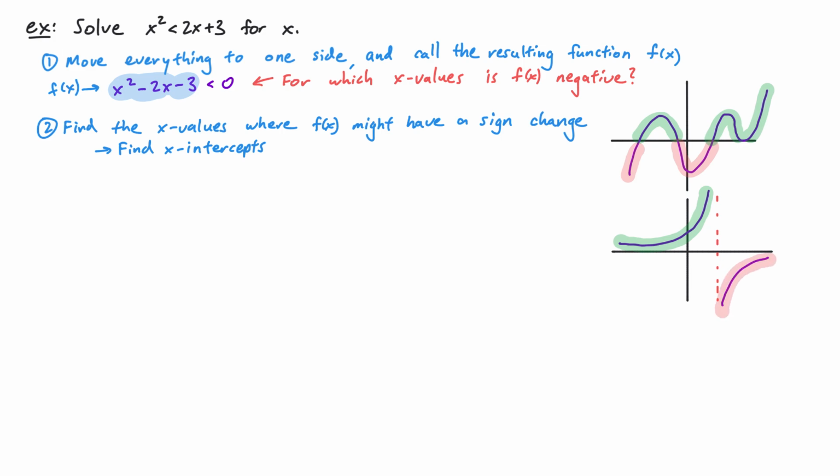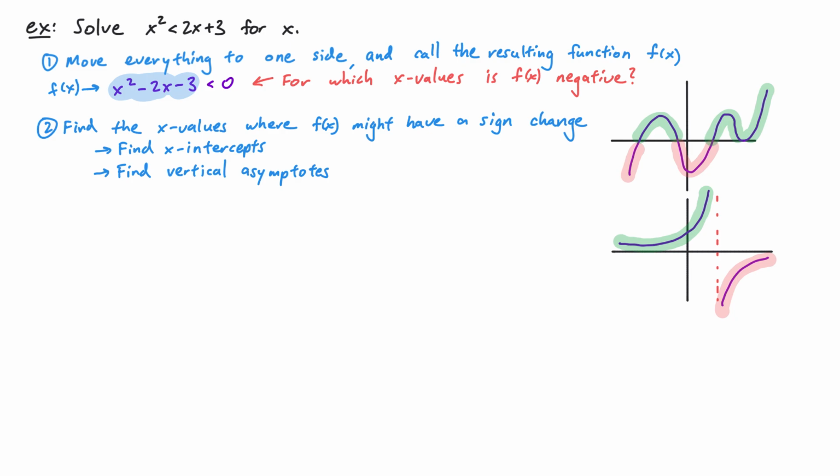And here we see that our function transitions from positive to negative without crossing the x-axis. Instead, the x value where we had this sign change is a vertical asymptote. So a function might have a sign change at vertical asymptotes as well. So not only do we have to find x-intercepts, in step 2, we should also find vertical asymptotes. Now, when we're solving polynomial inequalities, this isn't something that we'll have to worry about since polynomials do not have vertical asymptotes.